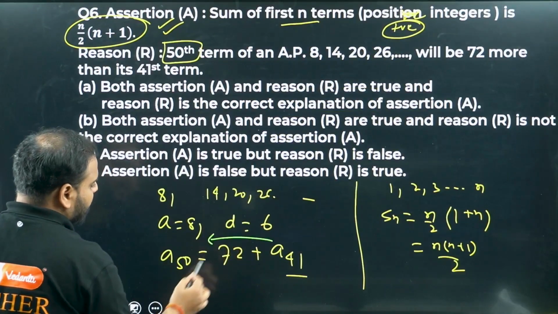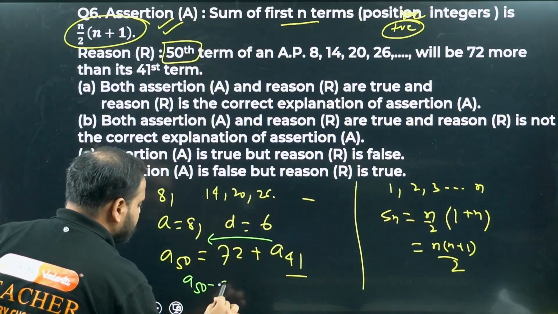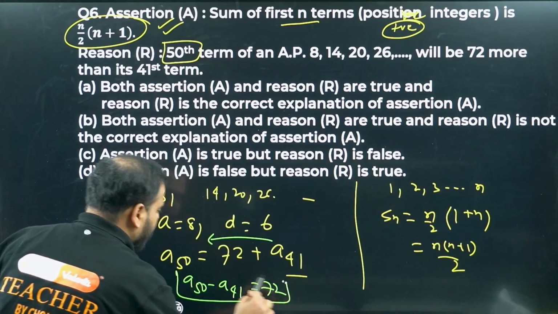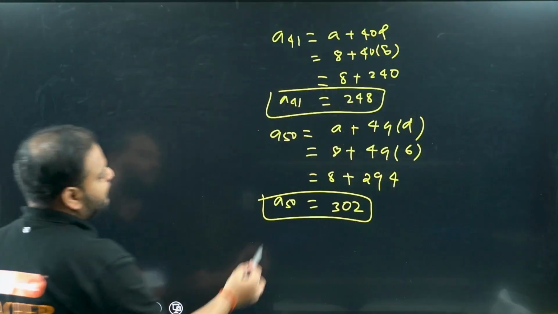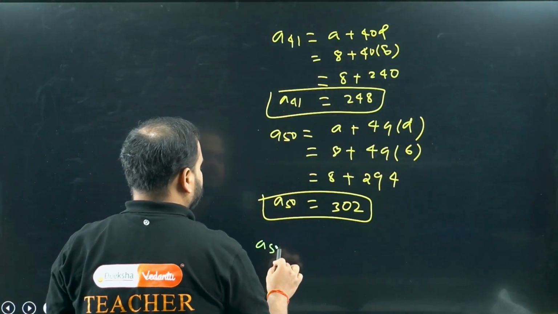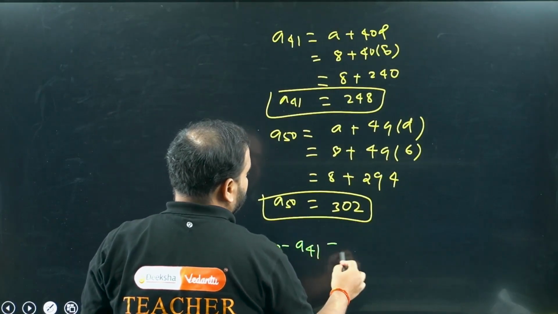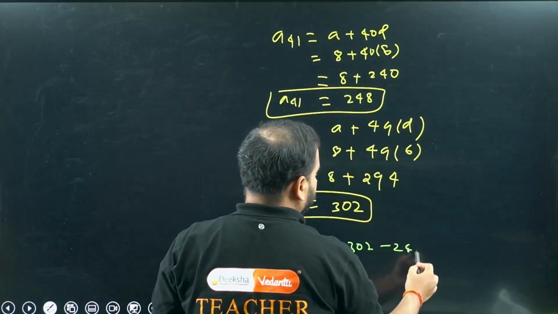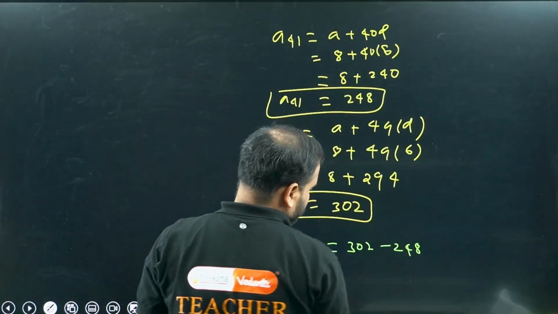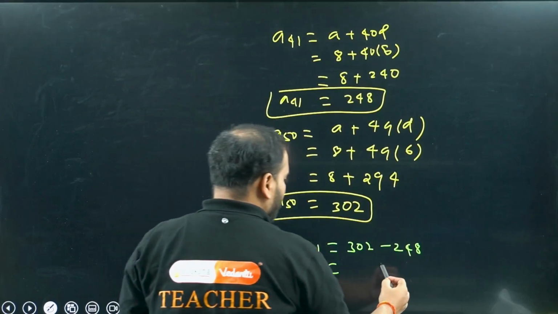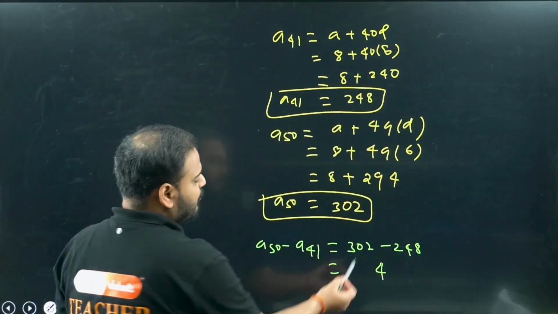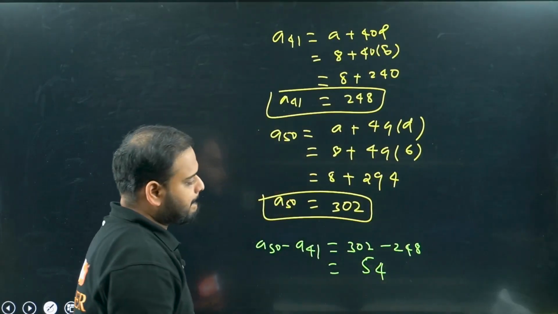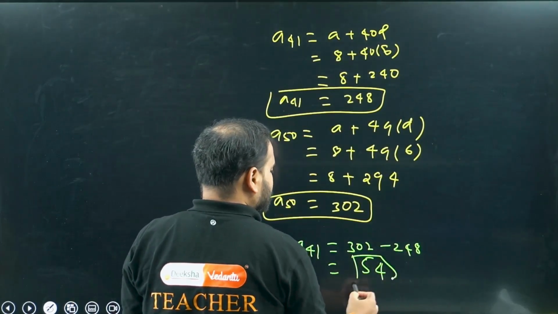If I bring this on this side, what do I get? A50 minus A41 equals what? 72, right? Equals 72. Now please check. I can do it over here also. If I'm getting the same answer, then the statement is correct. 302 minus 248, right? 12 minus 8 is how much? 4. 12 minus 8 is 4. Now 9 minus 4 will be what? 5. So 54 is the difference.